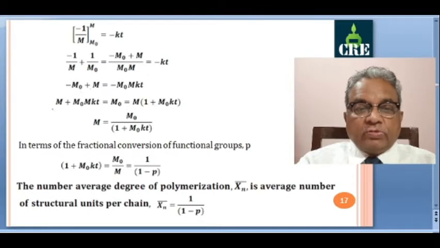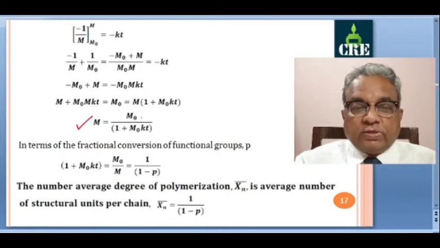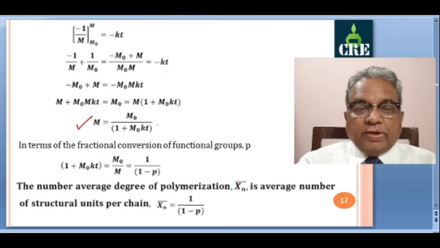If I rearrange these terms, M plus M0 M KT is equal to M0, and from here if I take M common, M into 1 plus M0 KT. So I can write M as M0 by 1 plus M0 KT. This relationship I got at any time t. I know M0, I know K, the first order rate constant. I can find out M, that is the concentration at any time, and that is the concentration of the functional groups.